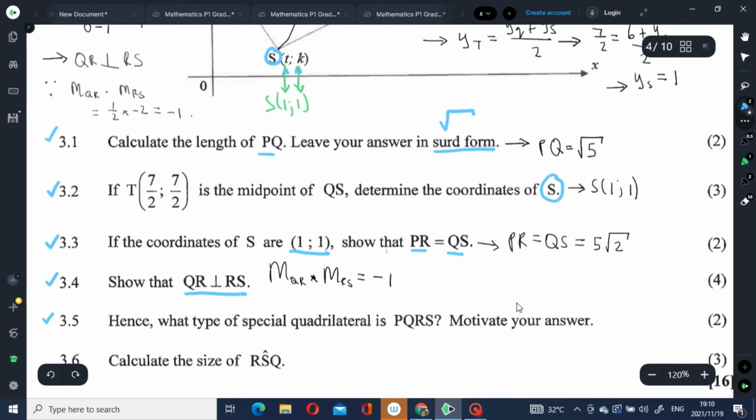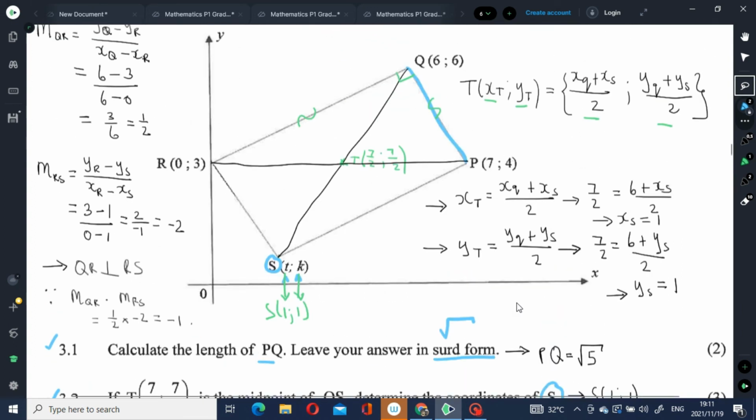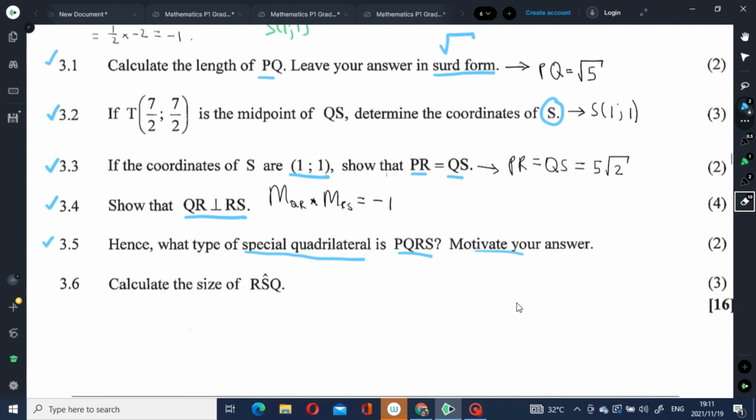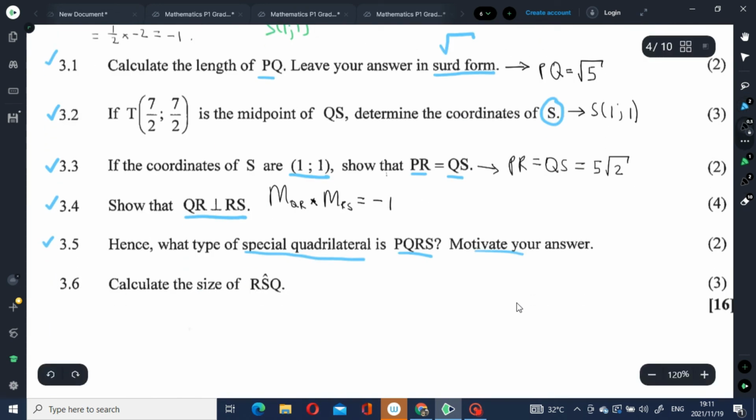3.5. It says, hence what type of special quadrilateral is PQRS? Motivate your answer. The second part of the question is important because they're asking you to provide reasons for why you say this quadrilateral is whatever you choose it to be. Notice we have one right angle and the diagonals QS and RP are equal in length. So if you have one interior angle being 90 degrees and the diagonals are equal in length, this would mean that the quadrilateral we are dealing with is a rectangle.